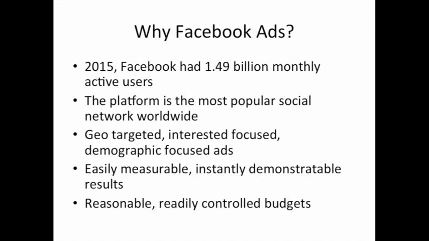So why Facebook ads? In 2015, Facebook had 1.49 billion monthly active users. This platform is the most popular social network worldwide. In your ads, you can geo-target, which means targeting people in a certain location. You can focus on people with a certain interest, and just everything about the demographic of your targeted audience can be specified. Things are easily measurable. You get instant results that are demonstrable, and you can readily control your budget to whatever is reasonable for you.